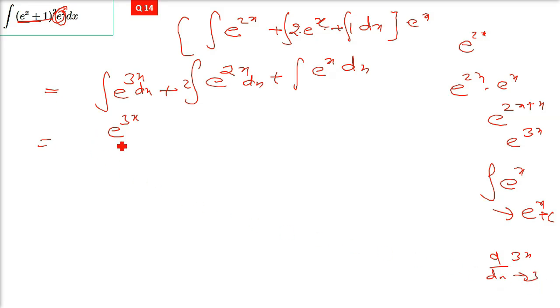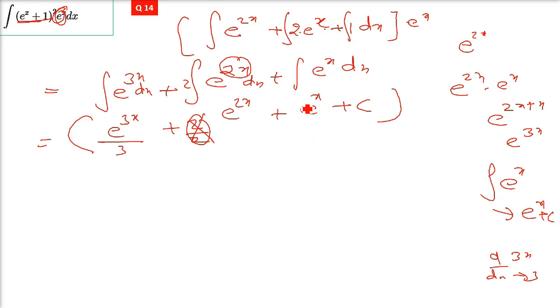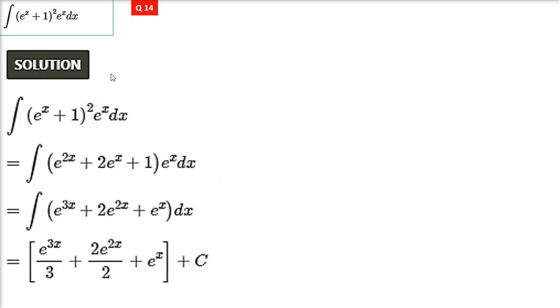So we have e raised 3x, and differentiation of 3x is 3, so we divide it by 3. Similarly here e raised 2x, differentiation of 2x is 2, so we divide by 2. E raised x will remain as e raised x. Differentiation of x is 1, so we divide it by 1. It doesn't matter. 2 gets cancelled here. So this is your final solution. This is quite an easy question.